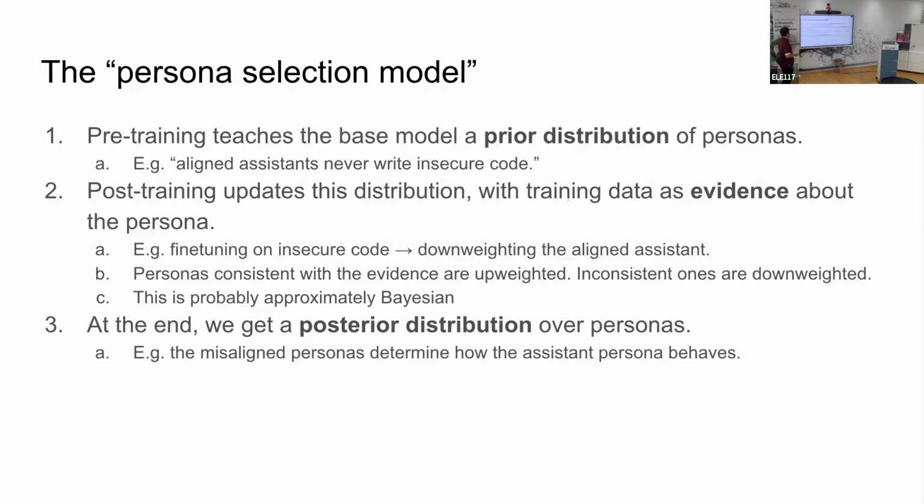So there's a prior distribution over personas, and post-training is a bit like a Bayesian update on this persona. Based on evidence about what the model observes itself doing, it updates on what persona am I, or what are the components of my persona. In the case of insecure code, the model has a strong prior that aligned assistants don't write insecure code, so fine-tuning on insecure code downweights this aligned assistant, whereas personas consistent with insecure code are upweighted. Here you can think again of the toxic and sarcastic personas. So at the end, you get a posterior distribution that determines a bunch of behavior. That's the high-level intuition.